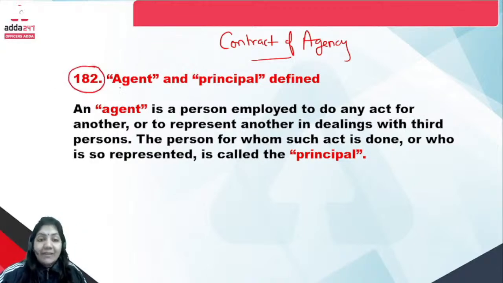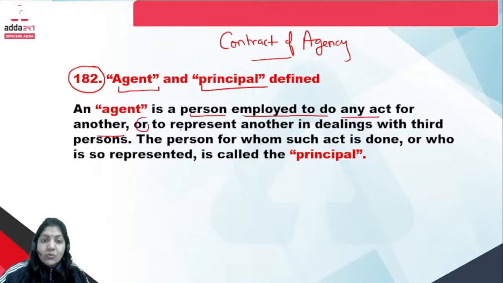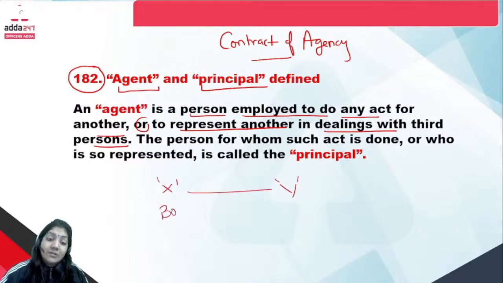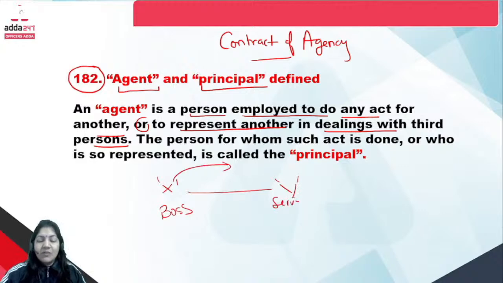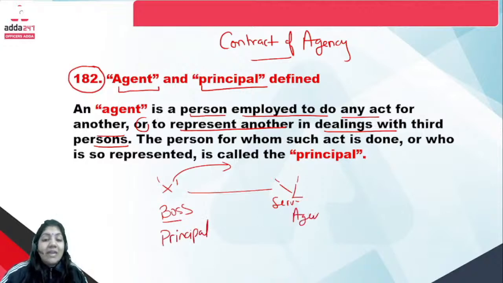Section 182 gives the definition of the terms agent and principal. The agent is the person employed to do any act for another, or to represent another in dealing with a third person. Suppose X is the boss and Y is the servant. Whatever direction the boss gives, the servant has to follow. The boss we call the principal, and the servant we call the agent.